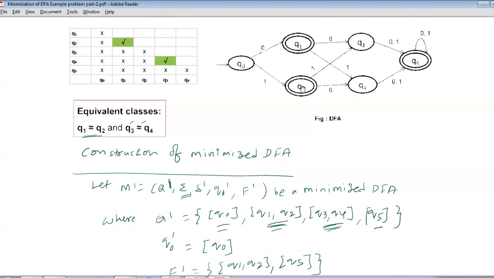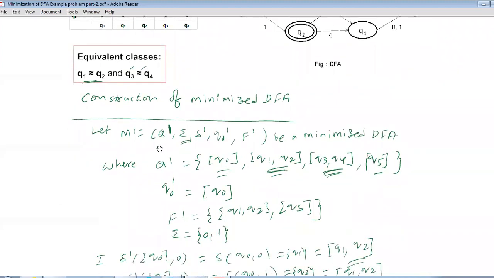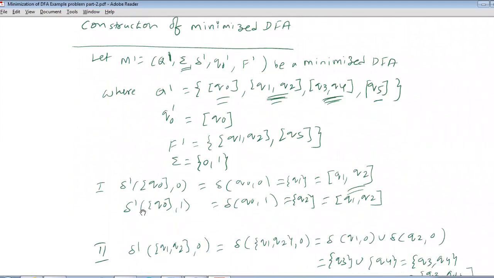Now sigma equal to same as the given DFA. So in the given DFA, the inputs are 0 comma 1. Therefore, sigma equal to 0 comma 1. So now you need to find out the transitions of all the states in Q dash. So we have Q naught, Q1, Q2, Q3, Q4, and Q5. So these four states' transitions we have to find out. Now let us see one by one.